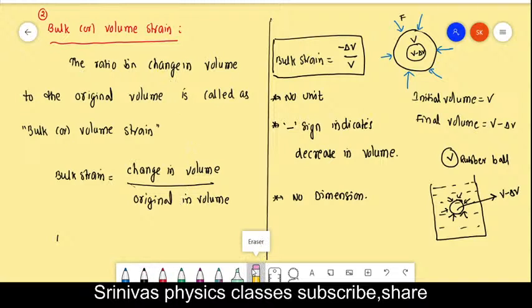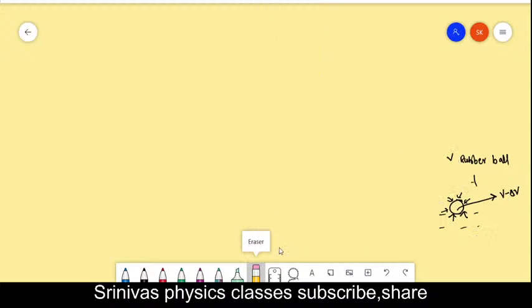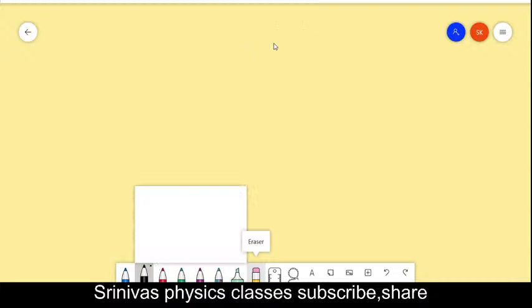Now let us go for the next one, the third one, called the shear strain. When you apply the bulk stress, bulk strain will occur. When you apply the longitudinal stress, longitudinal strain will occur.